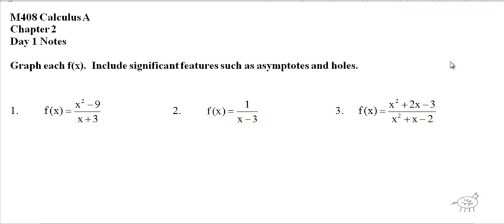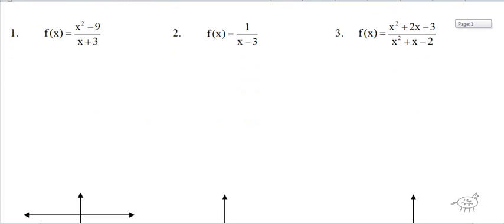Let's look at a bunch of graphs here. The first one is f of x equals x squared minus 9 over x plus 3. When you see something with an x squared, what do you try to do? You would probably look at this problem and go, well, I know I can factor the top. So that's what you want to do. You want to factor the top.